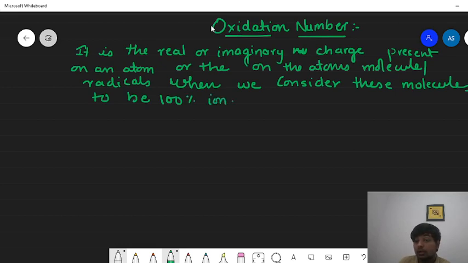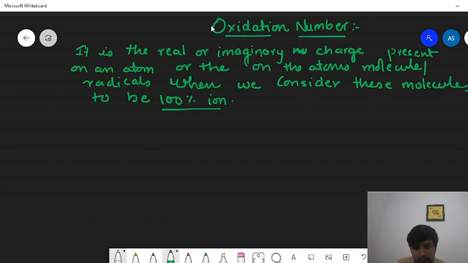100% ionic. Remember one thing, there are certain molecules which are not ionic, they are covalent in nature and form a covalent bond. But while deciding or calculating the oxidation number, we assume them to be 100% ionic. This may be a real charge on an atom or an ion, or it may be a false or an imaginary charge on an atom or an ion. And now we will understand through examples how the molecule or the atom has the charge and what will be their oxidation number.